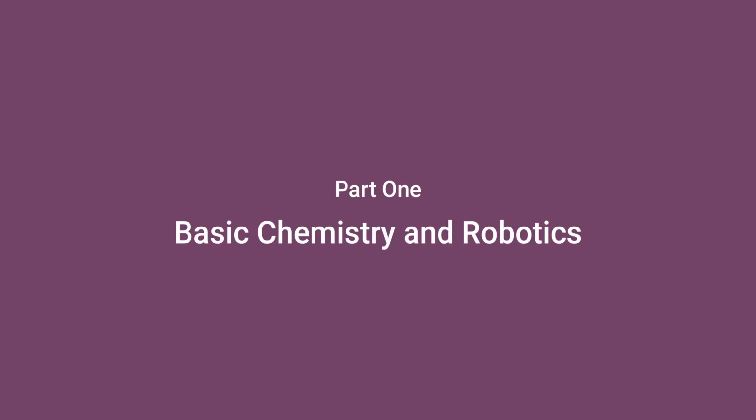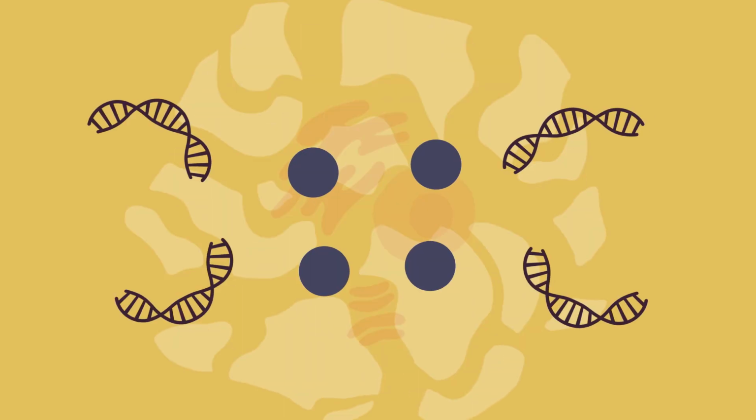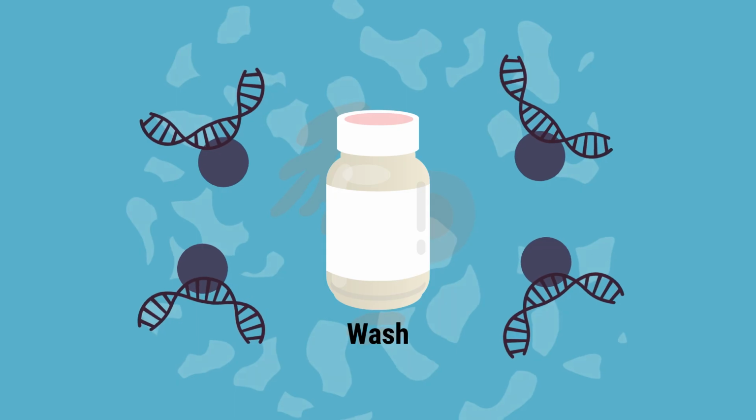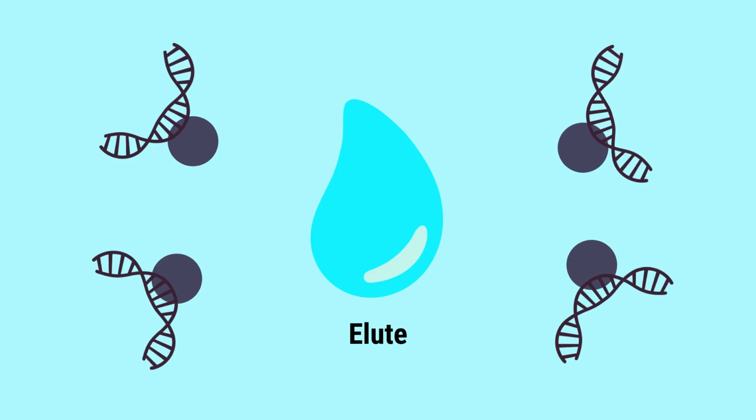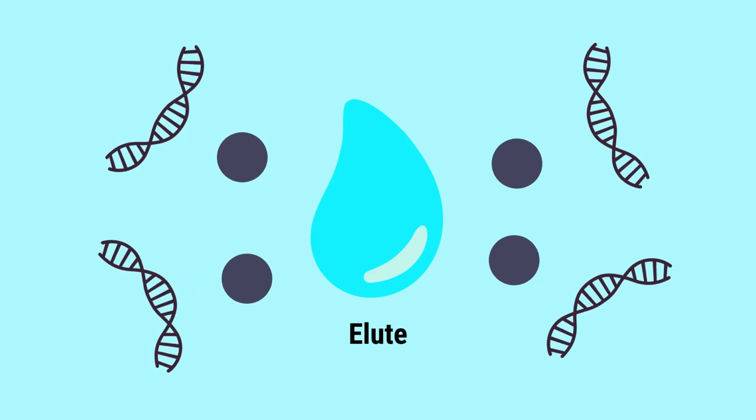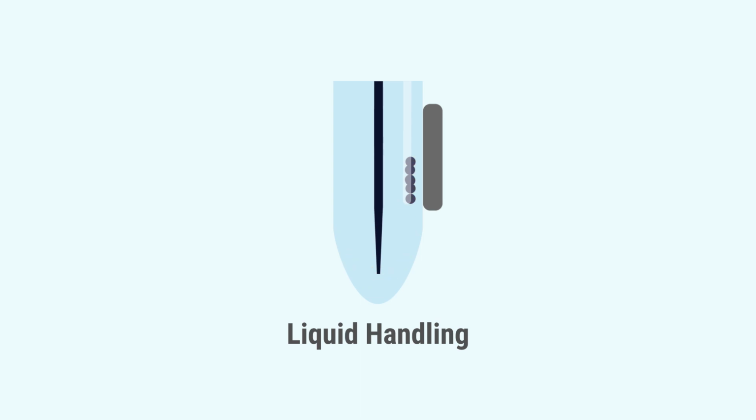Let's review part one. You learned the fundamental chemical steps of nucleic acid extraction using magnetic beads and the basic robotic functions that let you automate that extraction.